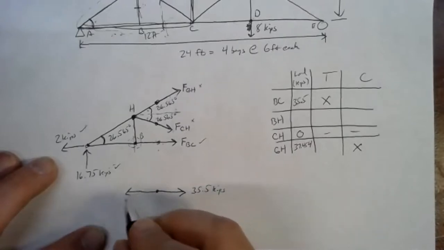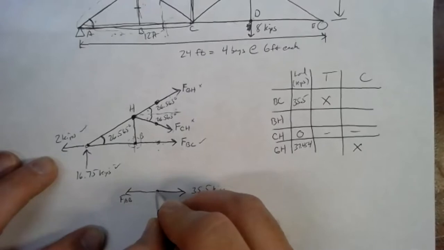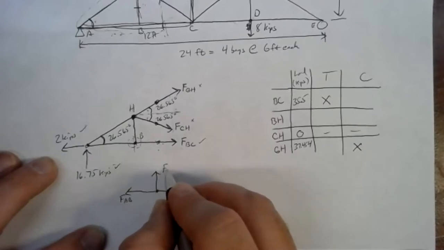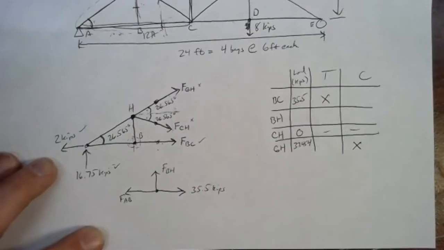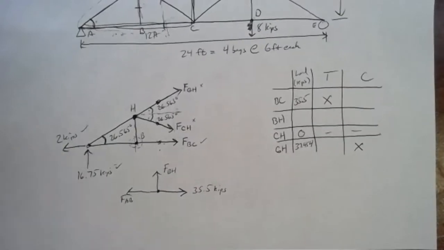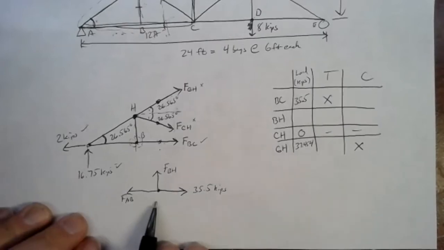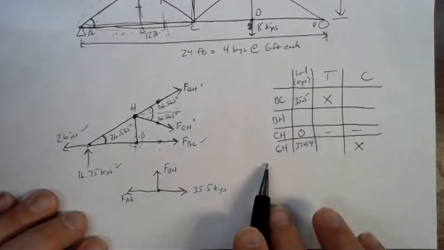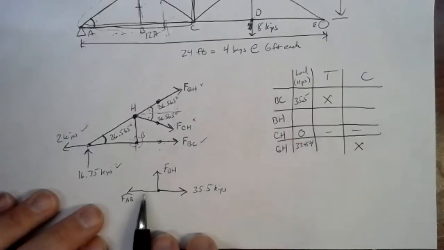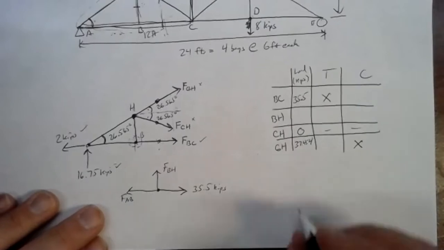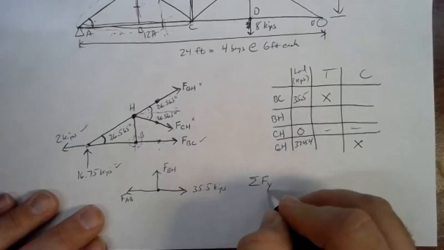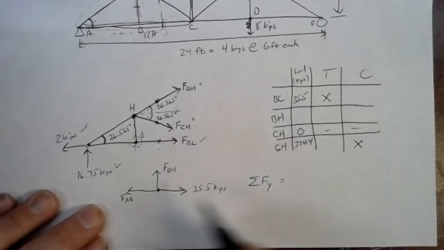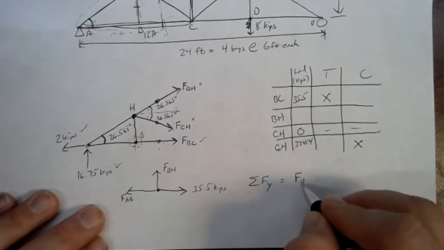Then we've got some force due to member AB, and then a force due to member BH. Those are the only forces acting at B. So that's our free body diagram for joint B. Now we only need one of those two unknowns. We don't really care about AB. It's not in our list, so we don't need to solve for it. AB only shows up in the X direction equation. We only really need the Y direction equation here. So we do our sum of forces in the Y direction, and all we've got in the Y direction is FBH.